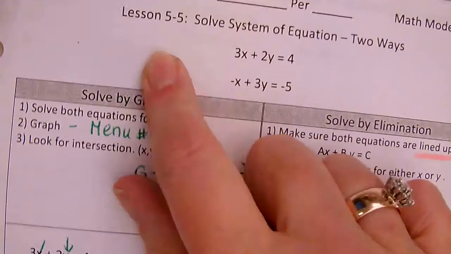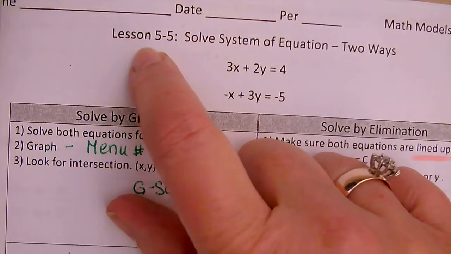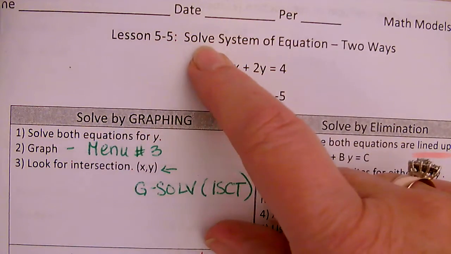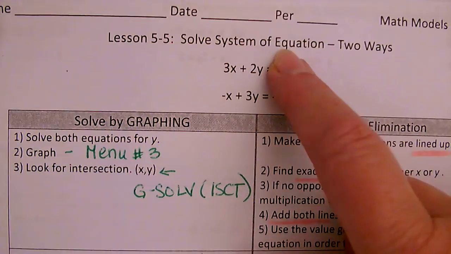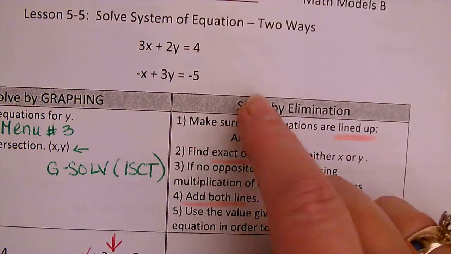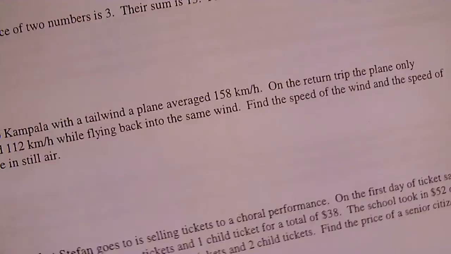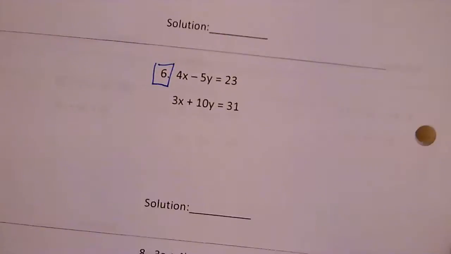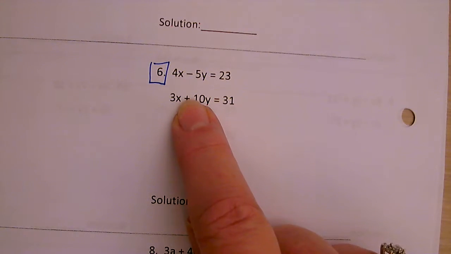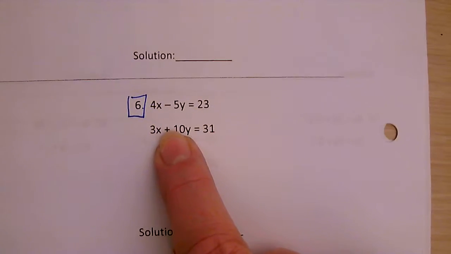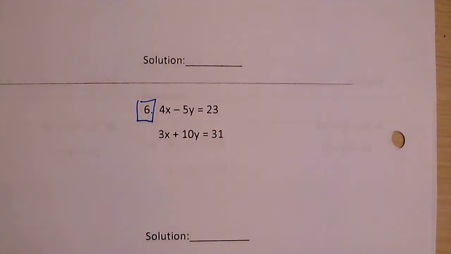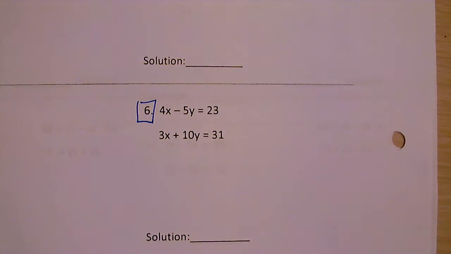And now we're going to go to part 3 of the lesson tutorial for lesson 5.5, solving systems of equations. And we're focusing on the elimination method. So I'm going to go now to a different problem than what I've done in the other ones. And this is problem number 6 on the last page of the systems questions. And so let's see how this works.